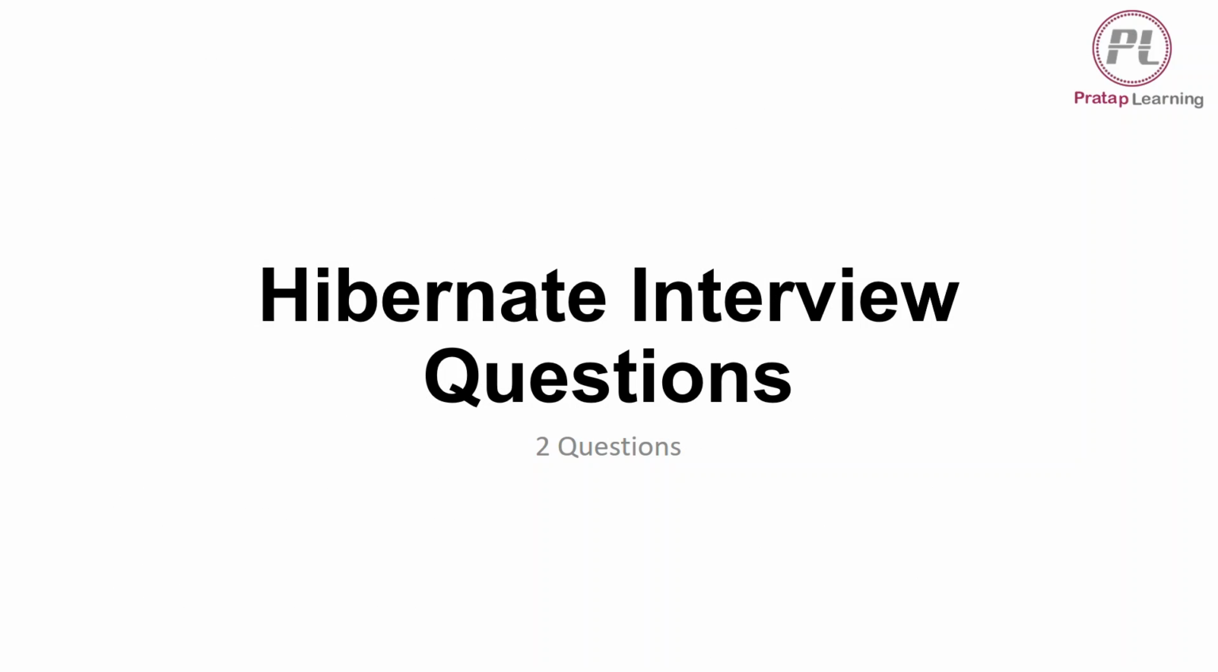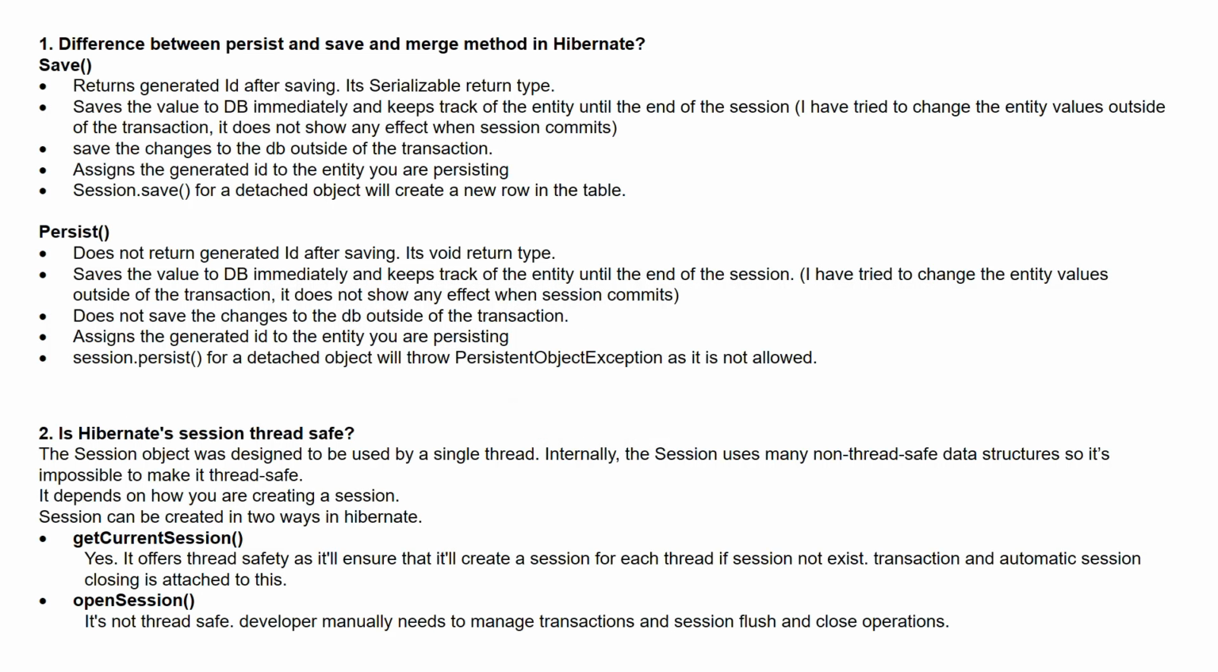Hibernate interview questions. 2 questions. 1. Difference between persist, save and merge methods in Hibernate. Save. Returns the generated id after saving. Its return type is Serializable. Saves the value to the DB immediately and keeps track of the entity until the end of the session. I have tried to change the entity values outside of the transaction. It does not show any effect when the session commits. Saves the changes to the DB outside of the transaction. Assigns the generated id to the entity you are persisting. Session.save for a detached object will create a new row in the table.